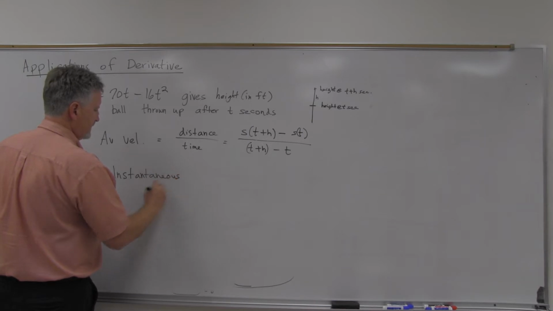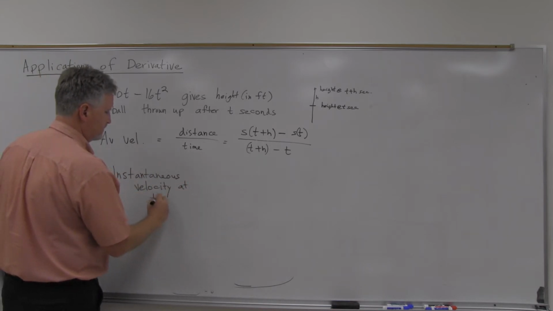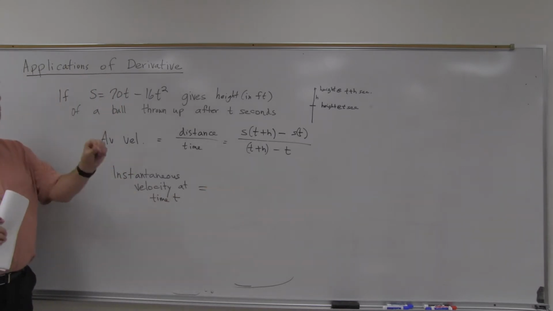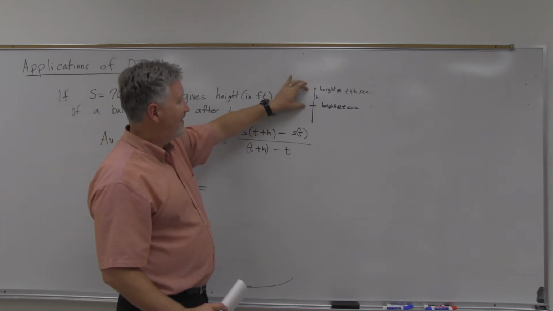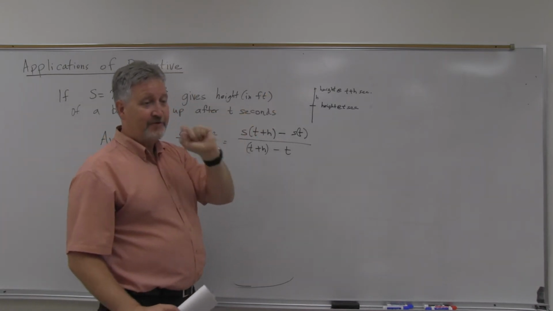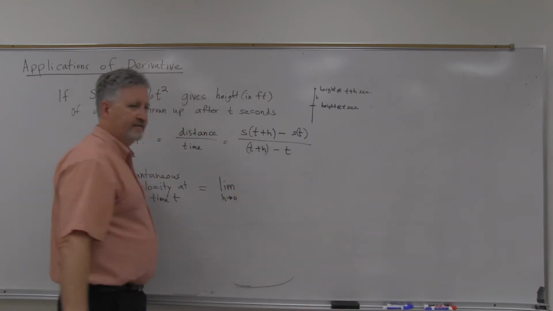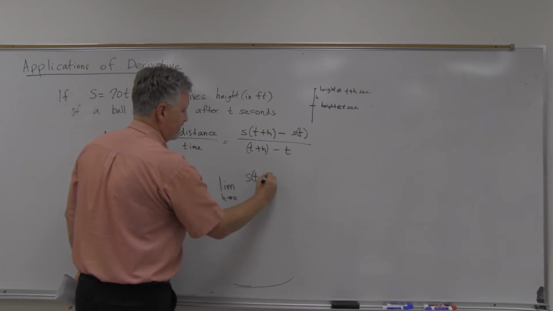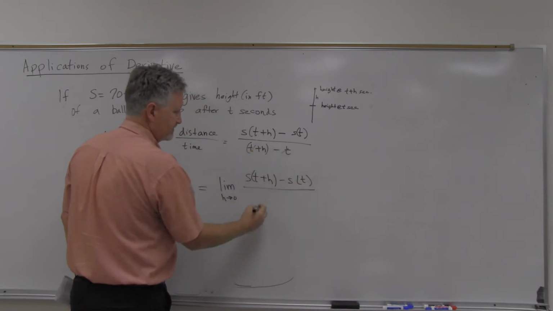We can spell it. At time t, not the average velocity, this is the actual velocity at time t. What we do is, we shrink our height here to 0. So we do the limit as h approaches 0 of these average velocities. Of course, the t minus t is 0, so you just have the h there.